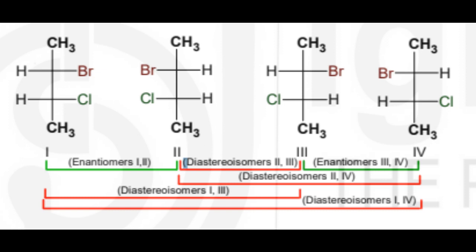Another example that can be looked into is 2-bromo-3-chlorobutane. As can be seen by the structure given in Figure 2.7, it contains two asymmetric carbon atoms. Therefore, the number of possible stereoisomers is 2 squared equals 4. These can be represented by 4 Fischer projection structures as given below.